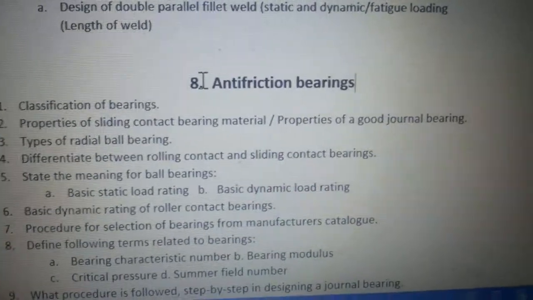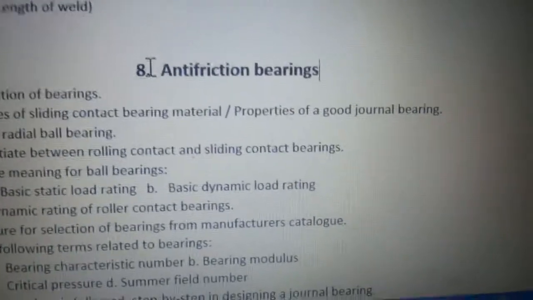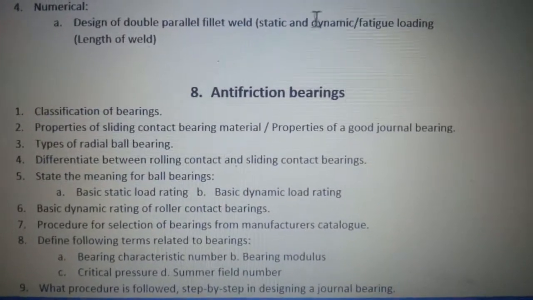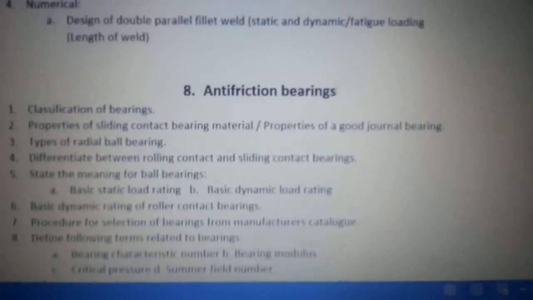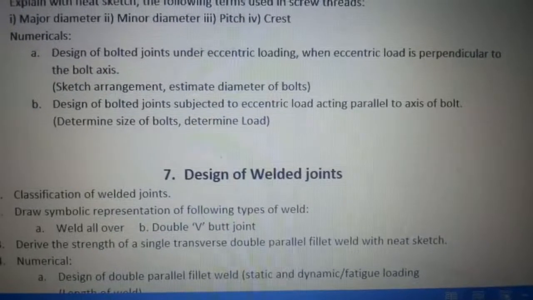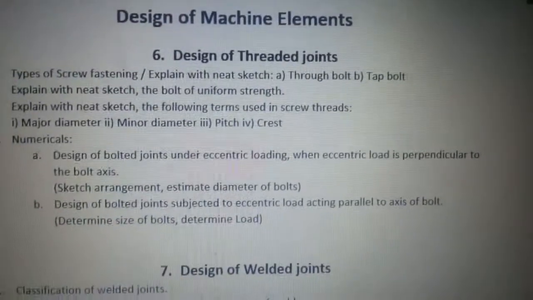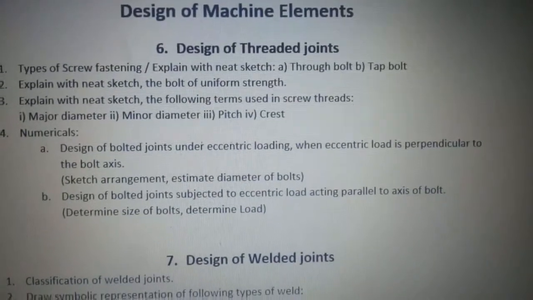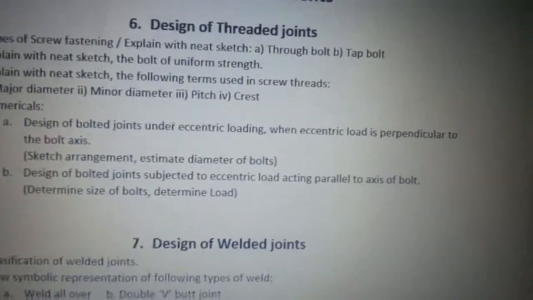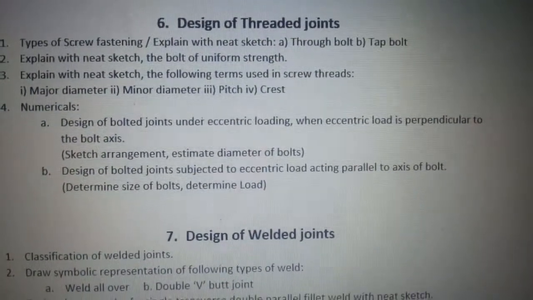So these were questions from chapter number 6, 7 and 8, and for some it may be chapter number 6 and 7, because as I mentioned, design of welded joint and design of threaded joint, in some books they have combined. So these were important questions or question bank related to these chapters: design of threaded joint, design of welded joint and anti-friction bearing.